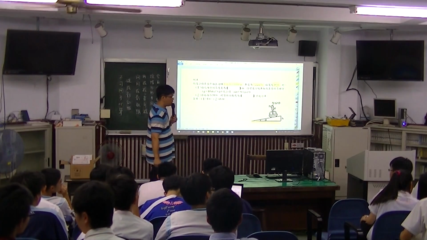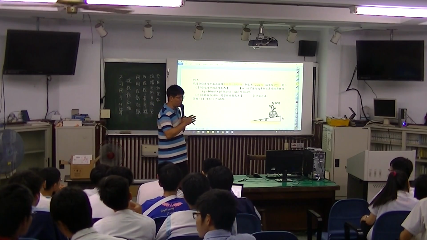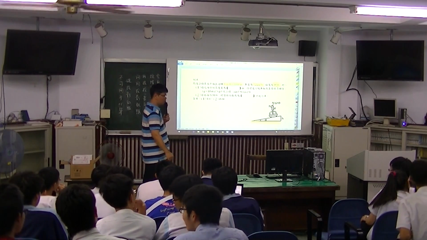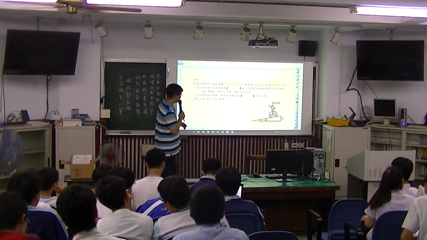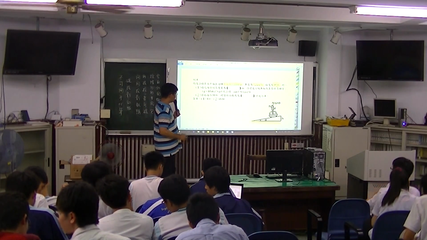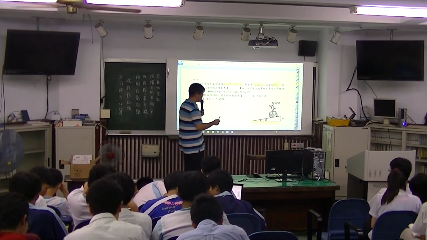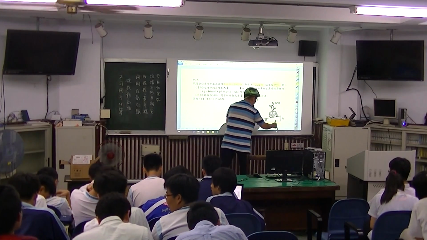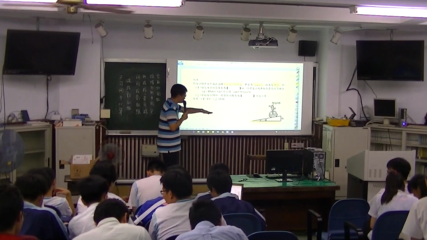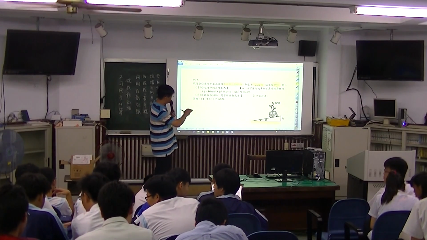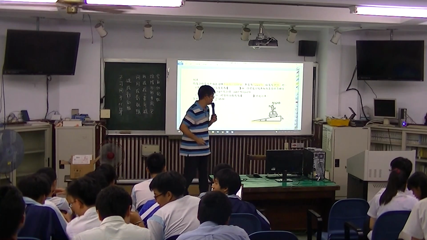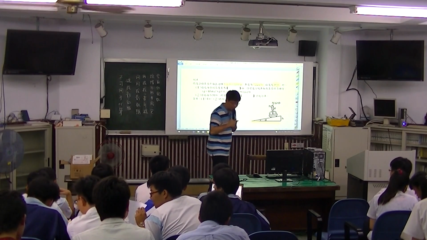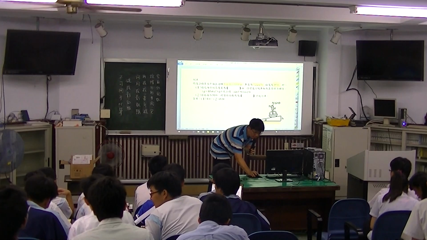Maybe there is some difference from our textbook, but that's okay. So this problem is how can we design a road and use the height difference to make the car turn left without friction. That's the problem. First we will do some analysis.